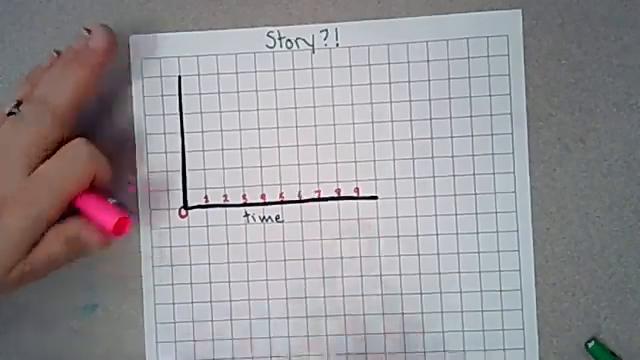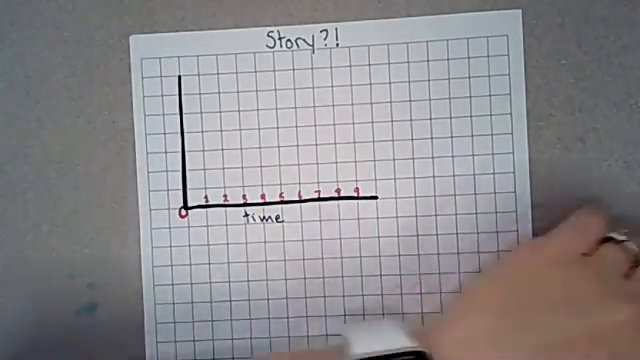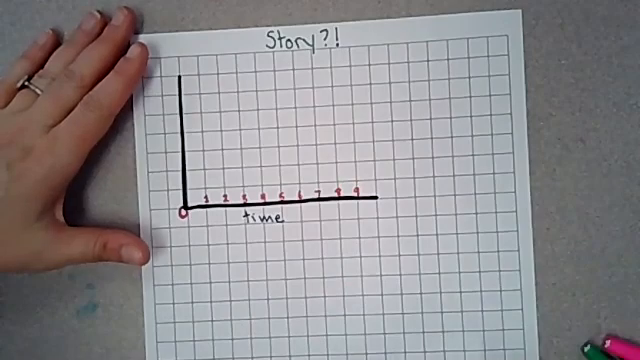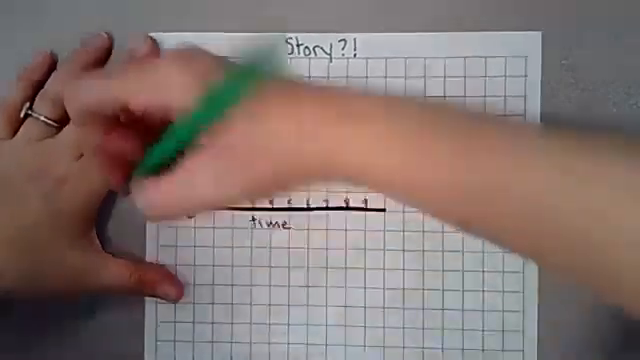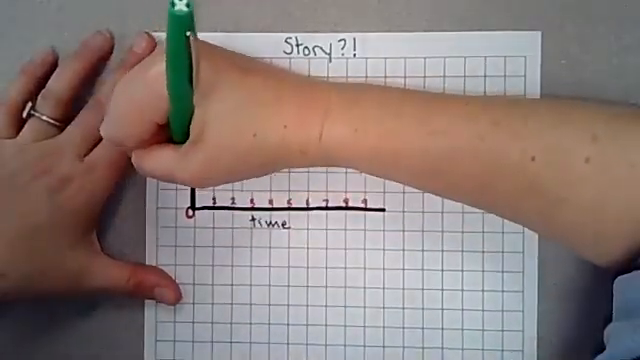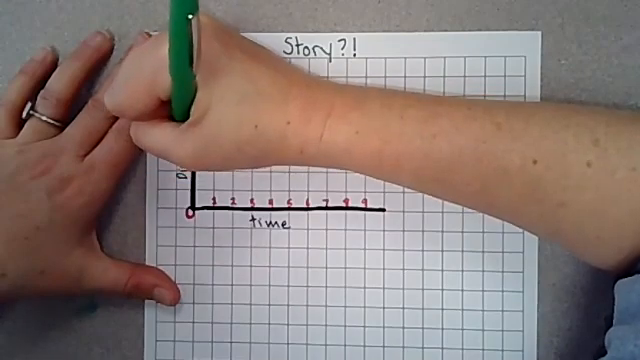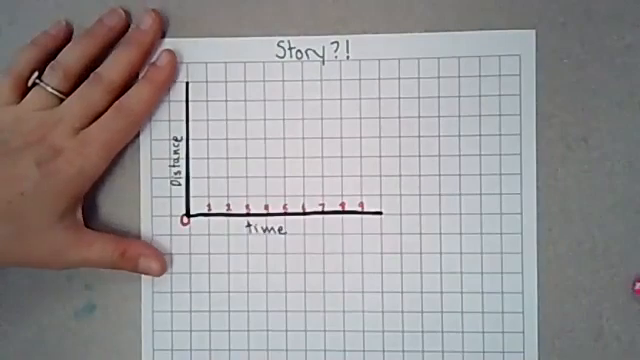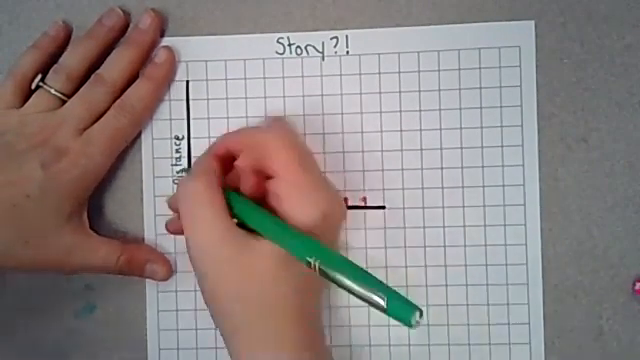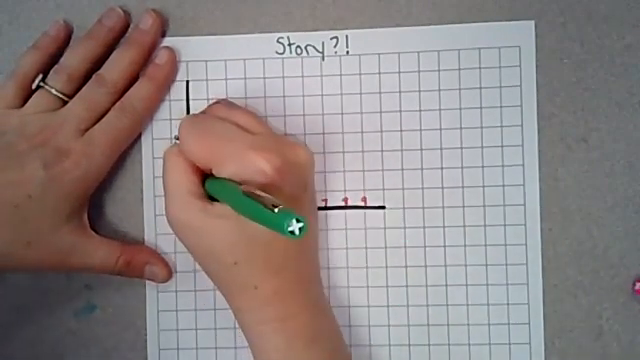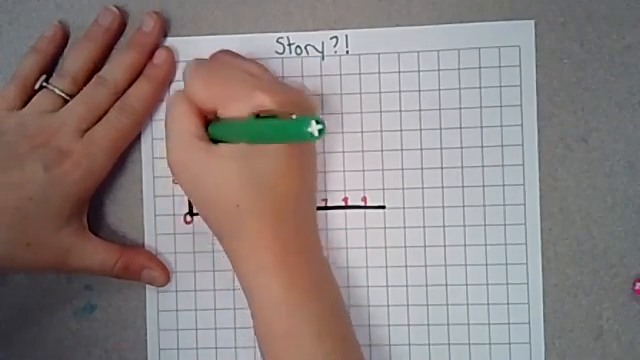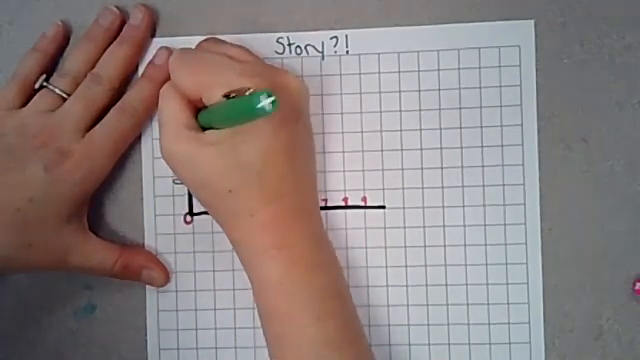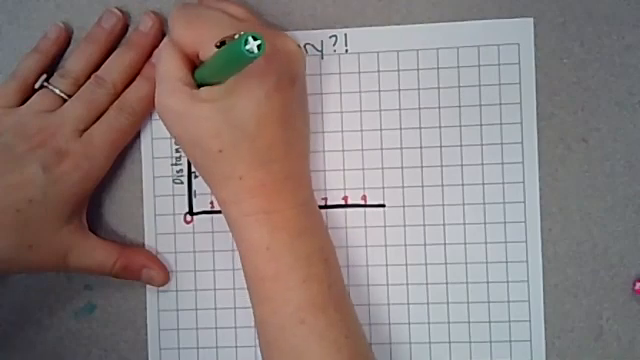All right, and then going up the side, I'm going to write distances. Distance always goes up the side because time marches on and distance is going to be shown on this side. So on this side, I'm going to write 1 mile, 2, 3, 4, 5, 6, 7.